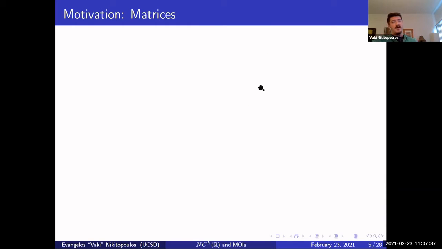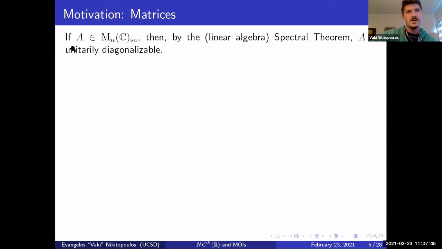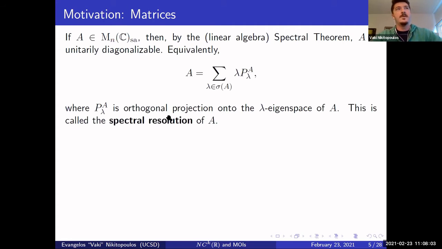All right, with that history behind us, I will give some motivation in the finite dimensional case of matrices. And for that, I'll do some preliminary setup of notation. If A is a Hermitian matrix, i.e. an n by n matrix that equals its conjugate transpose, then by the linear algebra spectral theorem, A is unitarily diagonalizable. Now, in my opinion, the best way to say that is in terms of the spectral resolution of A. So equivalently, A can be expressed as the sum over the eigenvalues lambda of lambda times P lambda of A, where P lambda of A is the standard matrix representation of the orthogonal projection onto the lambda eigenspace of A.